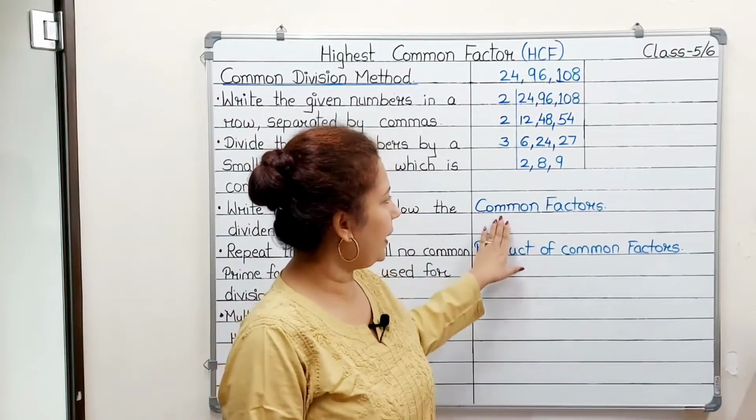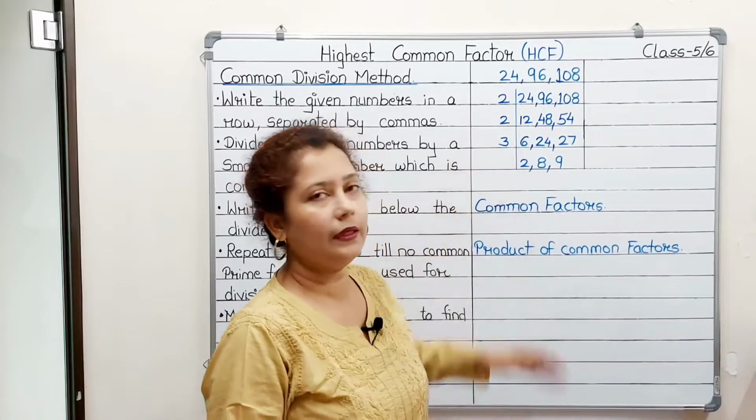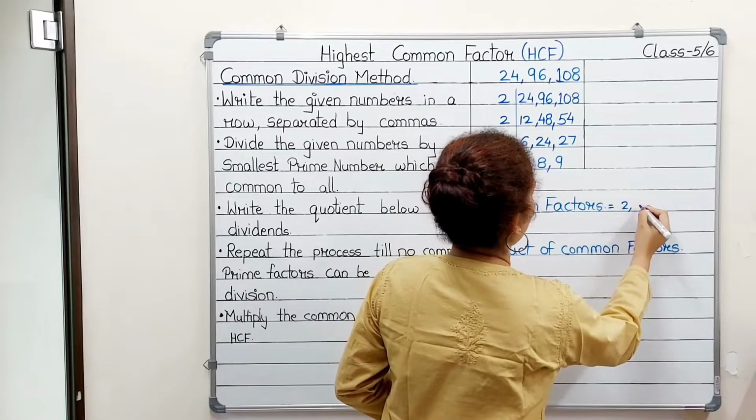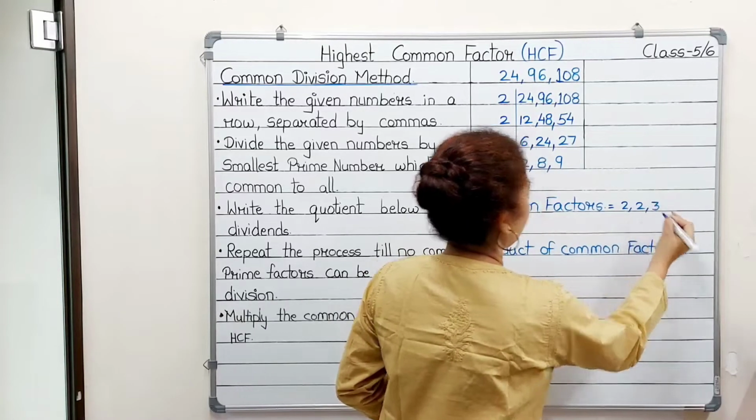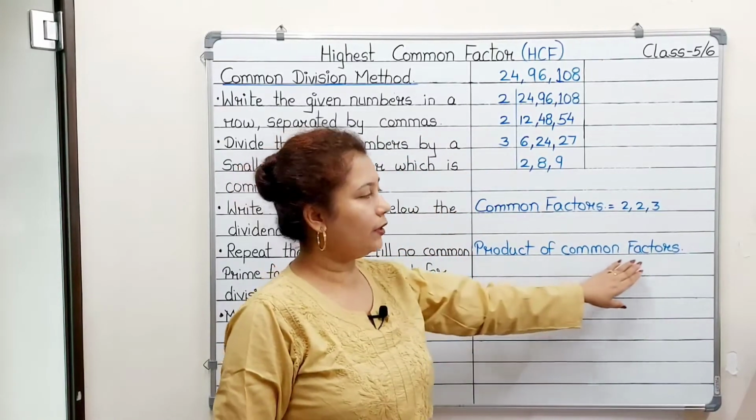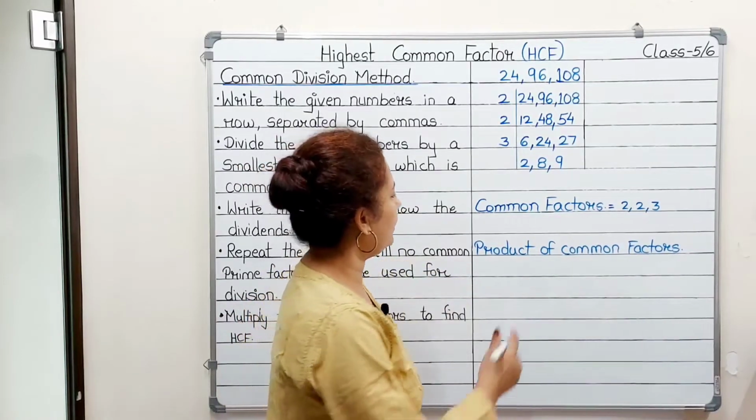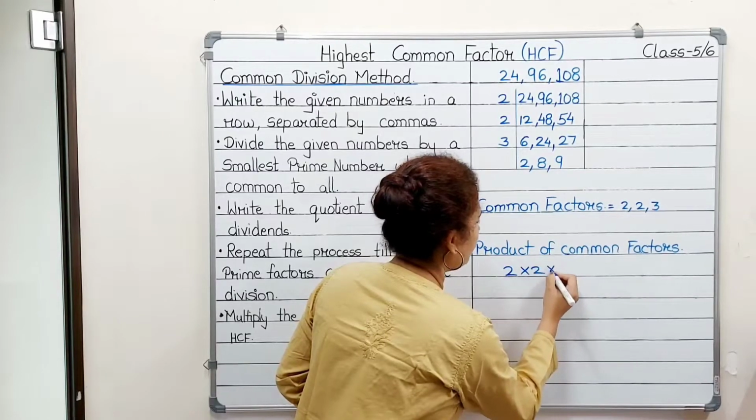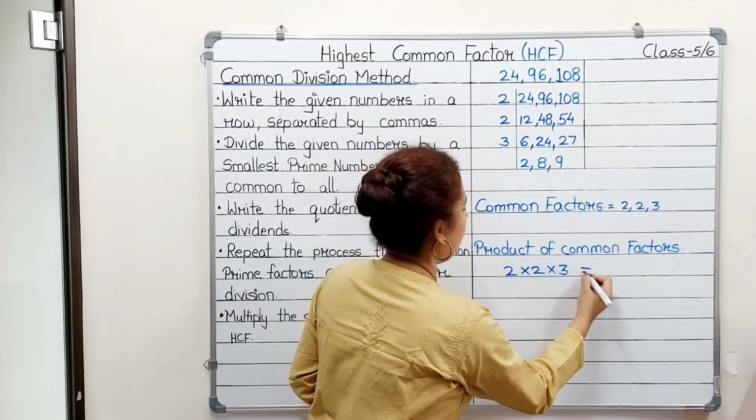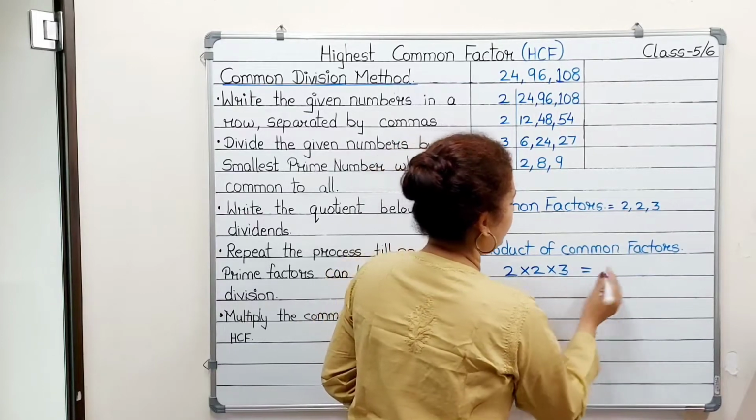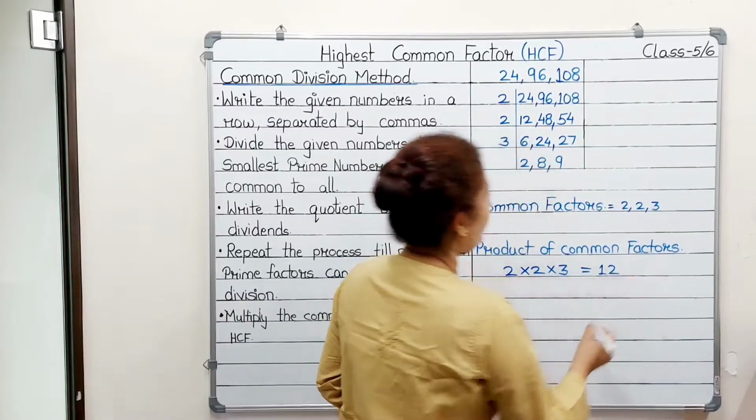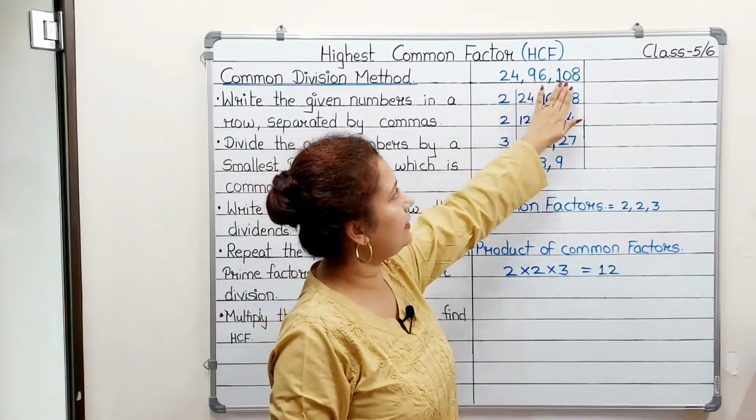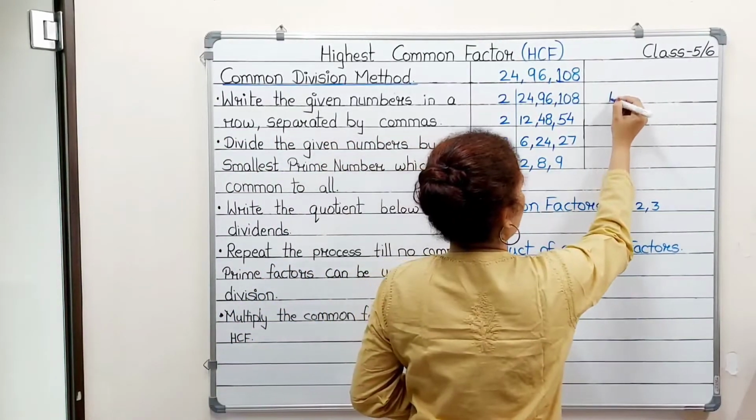Next step, we have to write common factors which we got here. So the common factors are 2, 2 and 3. Find the product of common factors. So the product of common factors will be 2 into 2 into 3. So here 2 into 2 is 4, 4 into 3 is 12. So here the HCF of 24, 96 and 108 is 12.